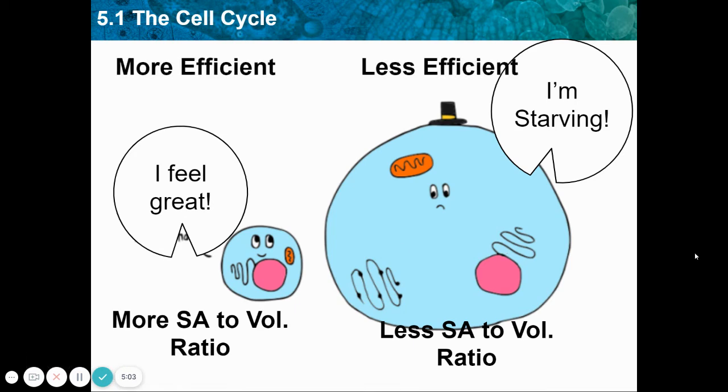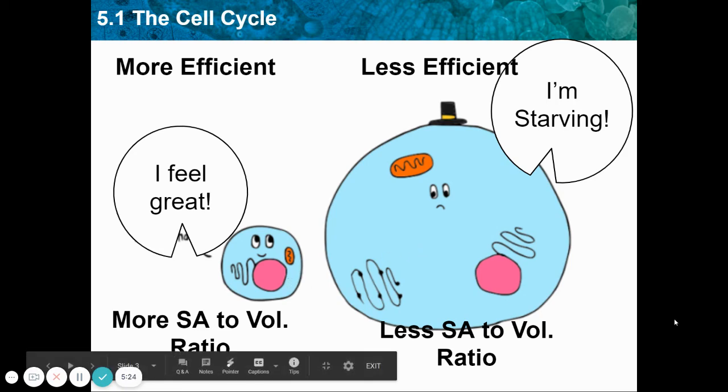Now, when we're talking about the efficiency and how well this cell works, these little guys are going to work much more efficiently. This guy is going to be slow and sluggish and may not make it at all. So again, at a certain point, why cells divide, it gets to divide or die time. Staying small is staying more efficient.